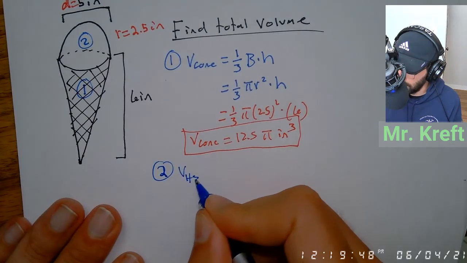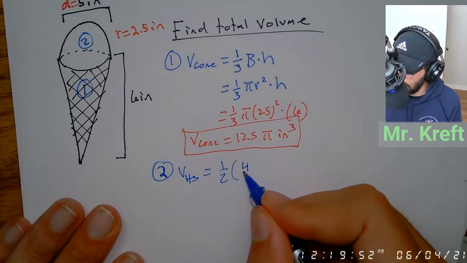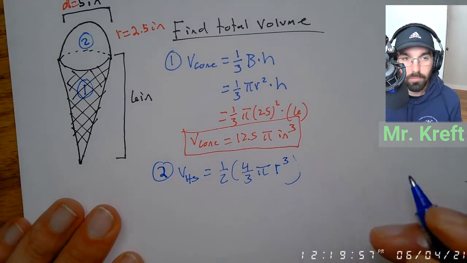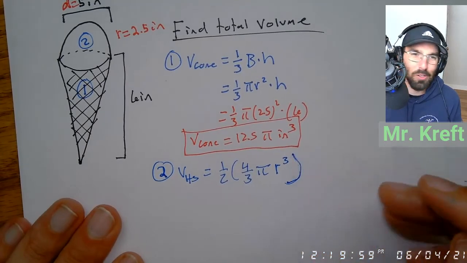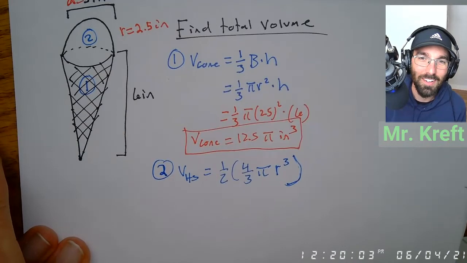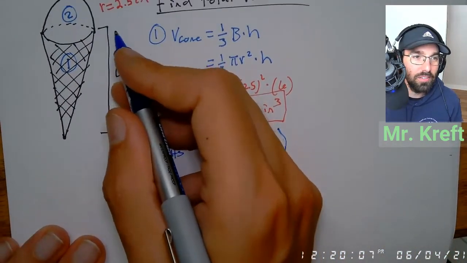Okay, so then the next thing we're going to do is get the hemisphere. So we're going to do the volume of the hemisphere. So that's going to be 1/2 the volume of a sphere, so 4/3 pi r cubed. Sorry, what did I say? The volume of a sphere, which is made up of many circles. Okay. All right, so we already know the radius.